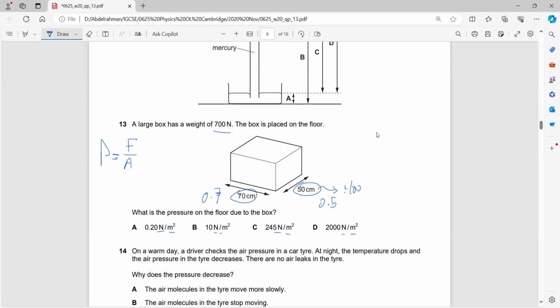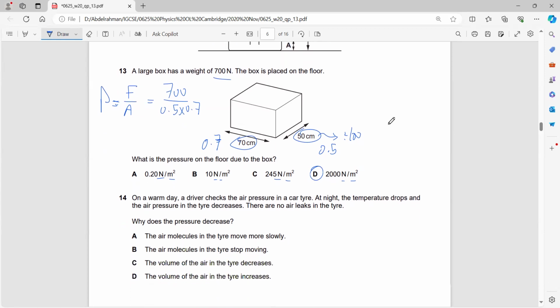This is the area. So the pressure is the force, 700, divided by the area, which is 0.5 times 0.7. The pressure would be around 2000. Any questions, any problems with this question specifically? Any questions?